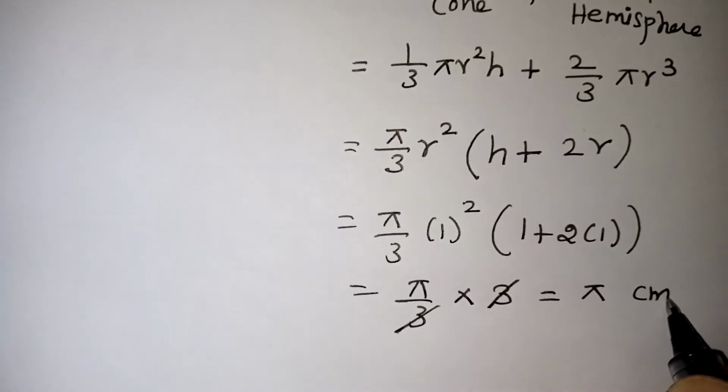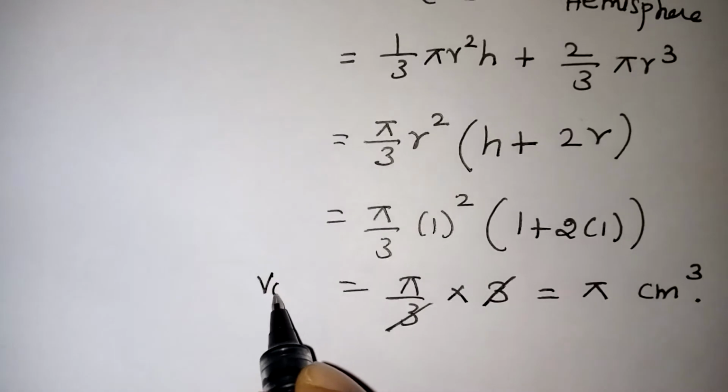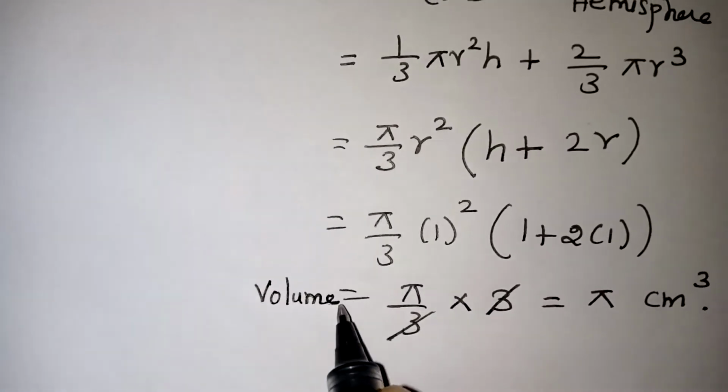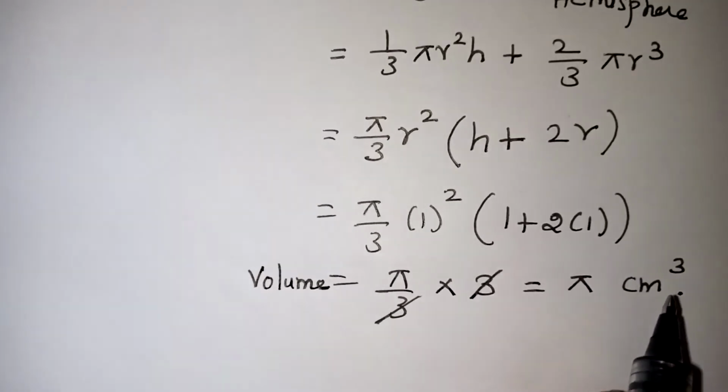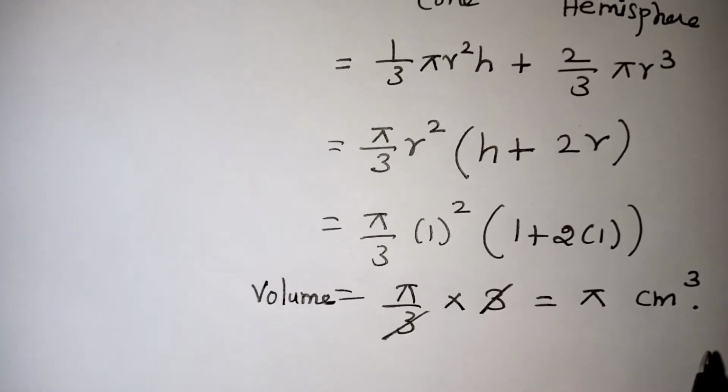We have to write the unit in cubic form because we are finding the volume. Volume will always be in cubes. Here the question is in centimeters, so you have to write centimeter cube as your answer. We'll move on to the second problem now.